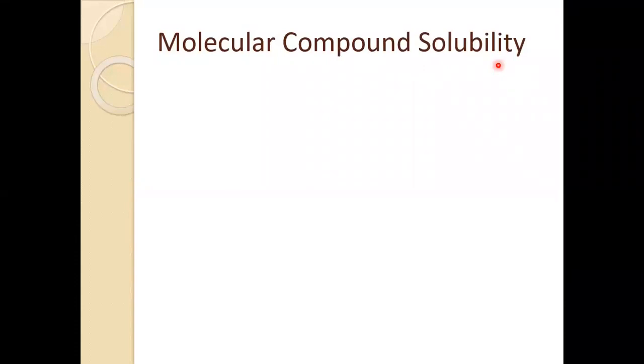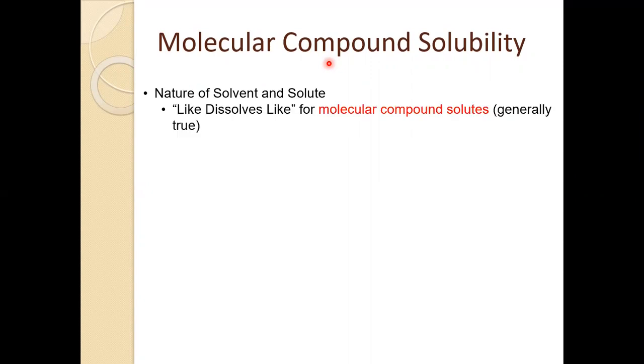If we want to be able to predict whether or not a given substance, a given solute, will be soluble or insoluble, it's going to depend upon the nature of the solvent and the solute. So we first consider molecular compound solubility. In other words, we want to be able to decide why it was that sugar was soluble in water, whereas CH4 was not. And the rule of thumb we'll use is like dissolves like.